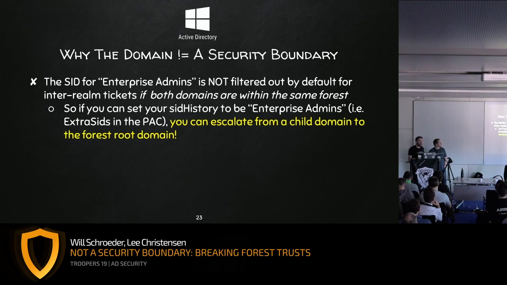So if you can somehow set the SID history of your ticket granting ticket to be Enterprise Admins, which you can do with Mimikatz, you can escalate from a child domain to any forest root domain. When I first learned this a couple of years ago, I remember messaging Benjamin and asking, does this work how I think it works? He said, sorry for your head, and sent me a gif of someone's head exploding. I ran to my boss and said, you don't understand, this is the coolest thing ever. And they were like, what are you talking about? Stop. We just want to eat dinner, man. Just shut up.